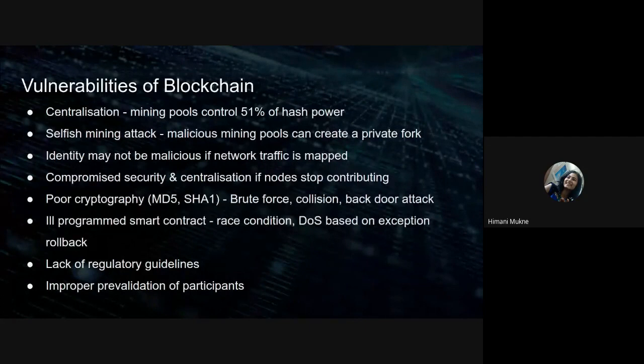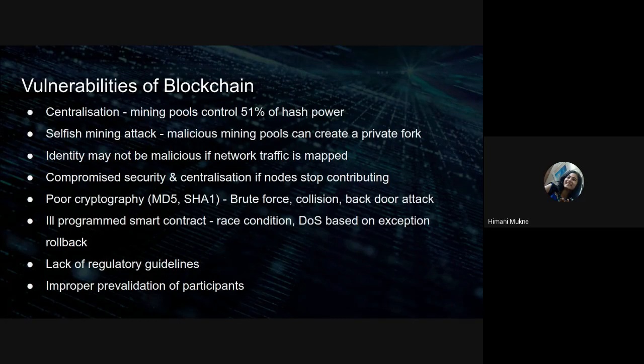And while blockchain as a framework is very efficient, if the underlying data layer is not safe, as in if the signatures or the encryption method is not good, if you use poor cryptography, like if you use outdated, obsolete hashing methods like MD5 or SHA, it's relatively easier to break the encryption through brute force or collision or backdoor attack, which does not leave the data completely secure.